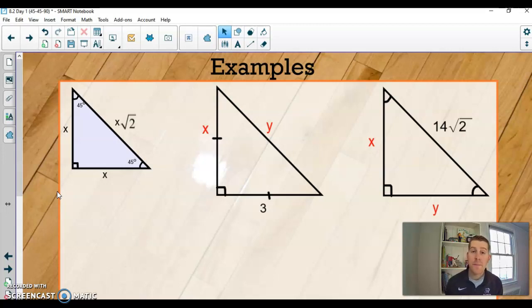So on the screen right now, I have a couple examples, but before I get to that, I want to talk about how the 45, 45, 90 triangle works. Over here to the left, we have an example using the relationships that we established in class.